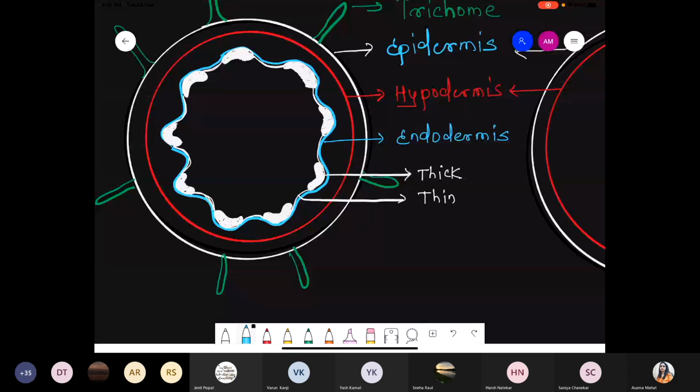So please make sure in case of the dicot stem, there is a presence of the pericycle, and this pericycle basically has a combination of thick as well as thin cells. So combination of the thick as well as the thin cell. So please remember this point.